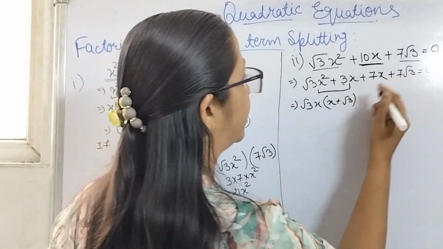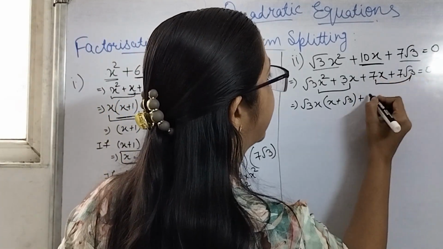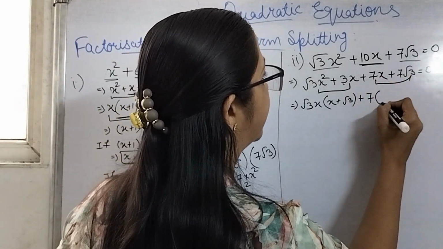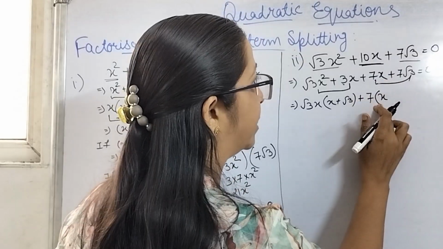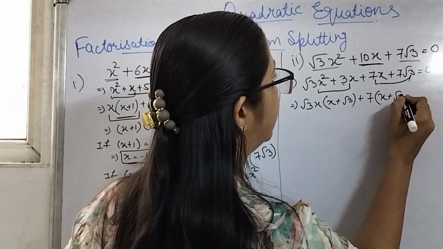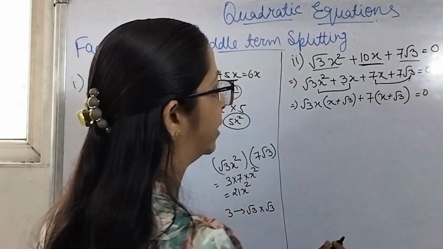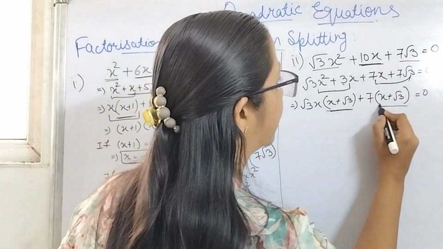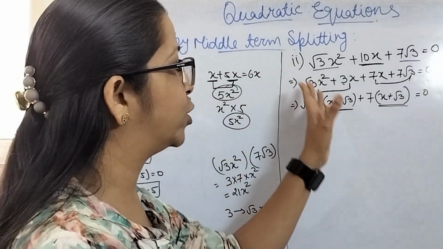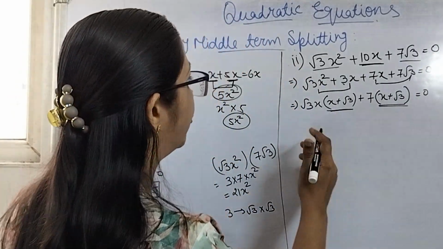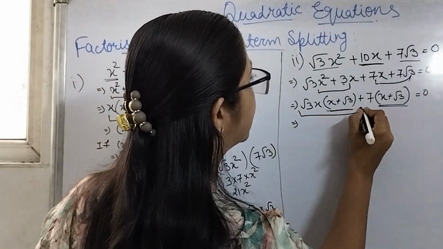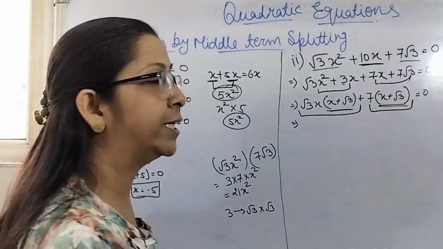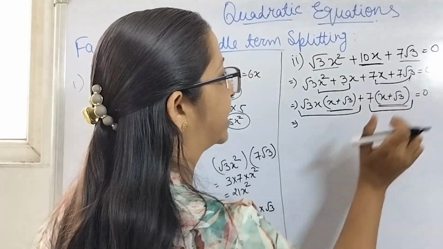Now in these two terms 7 can be taken common, and the remaining part will be x from here and root 3 from this term. Now we can see that this bracket is coming the same. That means whatever we have done till now is correct. Now we will move further. From this one term and this one term we need to take common, and this bracket is common.